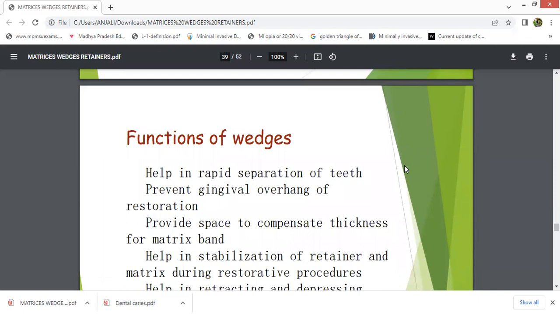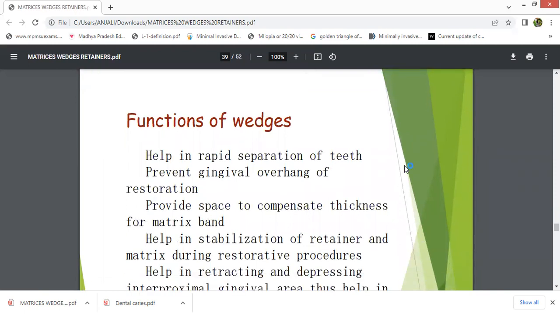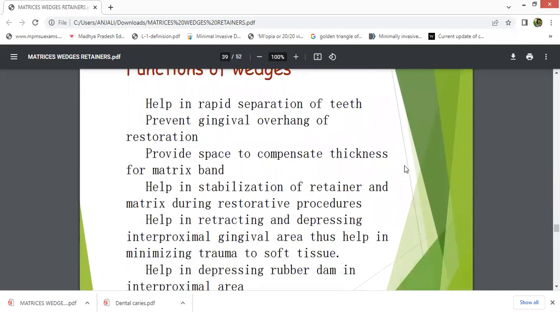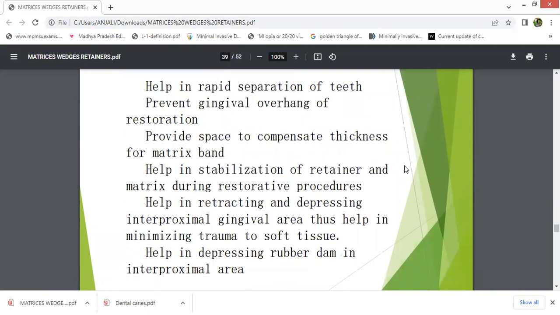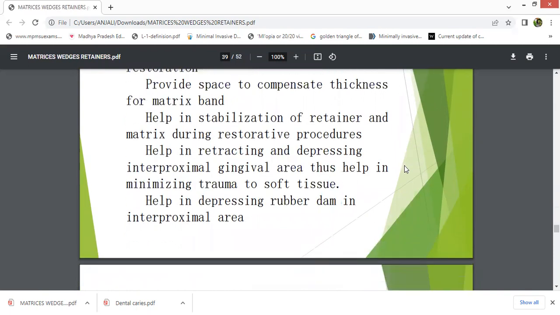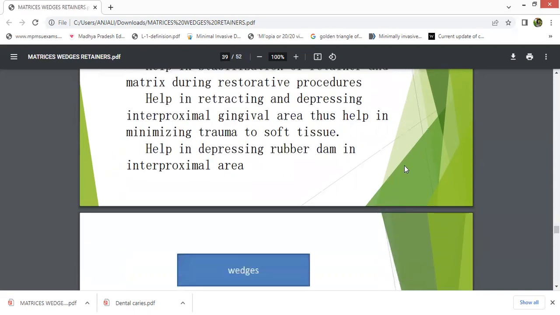Help in rapid separation of teeth, prevent gingival overhang of the restoration, provide space to compensate the thickness of the matrix band, help in stabilization of retainer and matrix during restorative procedure, help in retracting and depressing the interproximal gingival area, thus help in minimizing trauma to soft tissue, help in depressing rubber dam in the interproximal area.